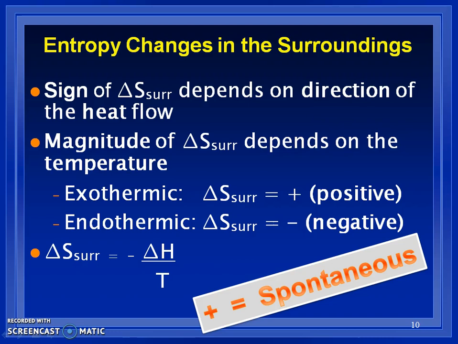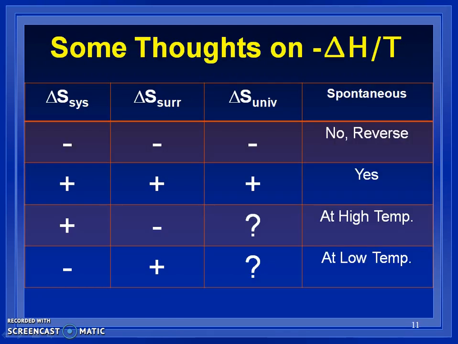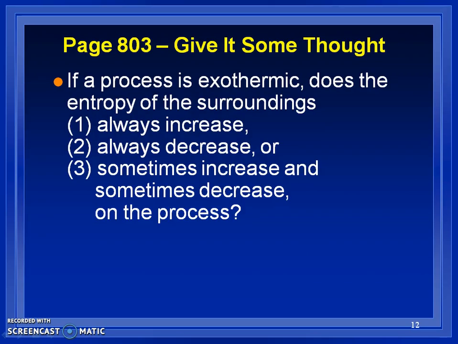So the sign of your delta S of the surroundings is going to depend on the direction of heat flow. And again, when we see delta S of the surroundings being positive, it's going to be exothermic, and if it's negative, it's going to be endothermic. And we always want to remember delta S of the surroundings, if it's positive, it's exothermic. So we're talking about, is it exo or endothermic, and at what temperature? So that's the equation to think about. Let's look at the thoughts on that equation, that negative delta H over T. So briefly look over this, pause the video, see if you're understanding how that all plays together. Give it some thought.